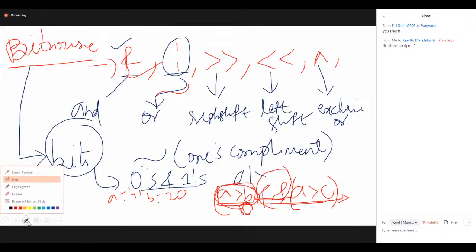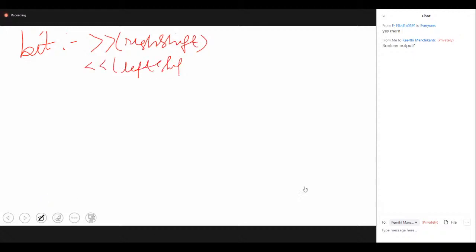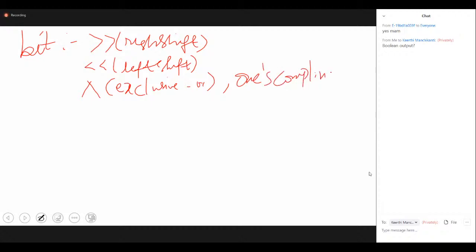Okay, so the remaining is the same. So you have the new things here. That is nothing but right shift. In bitwise, we will talk about the right shift operator. Then we have the other one, left shift. Then we have exclusive OR. And we have the other one as one's complement. Okay, this is one's complement.